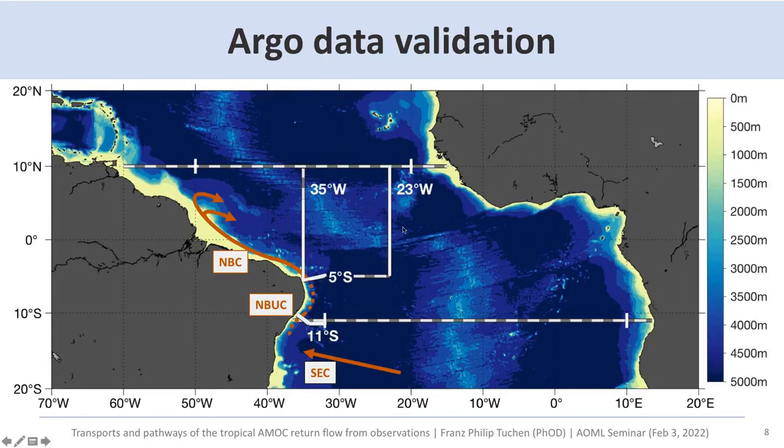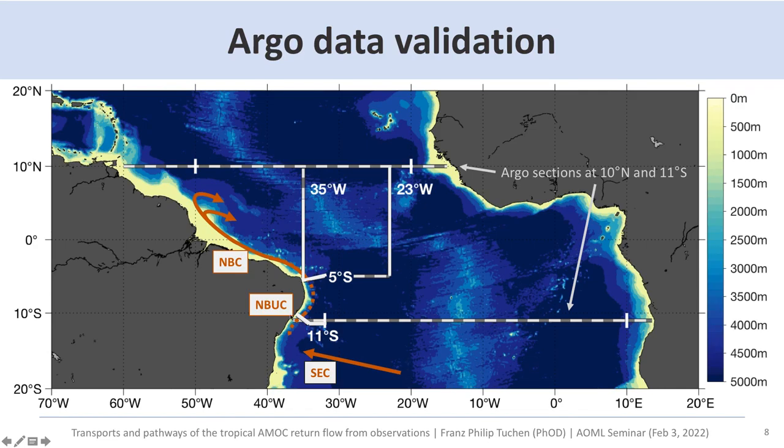Okay, and then we looked into what Argo data is showing us. So just to give you an outlook of what we are using. At 11 South, we have this repeated ship section here. We defined our 11 South and 10 North Argo sections, which are shown in these gray-black lines, and which are divided into a western boundary, interior, and eastern boundary subsection.